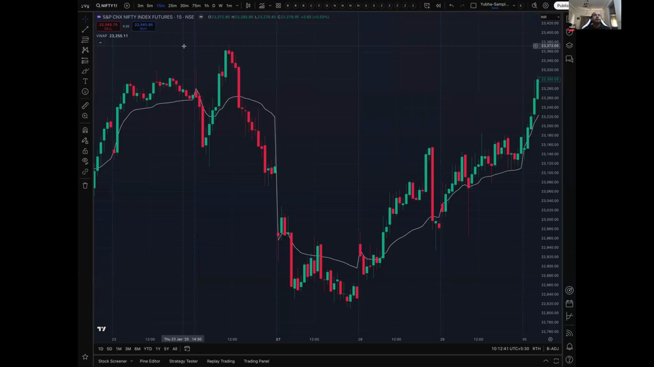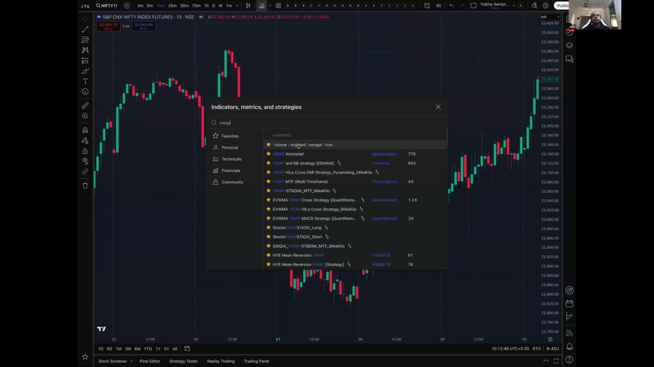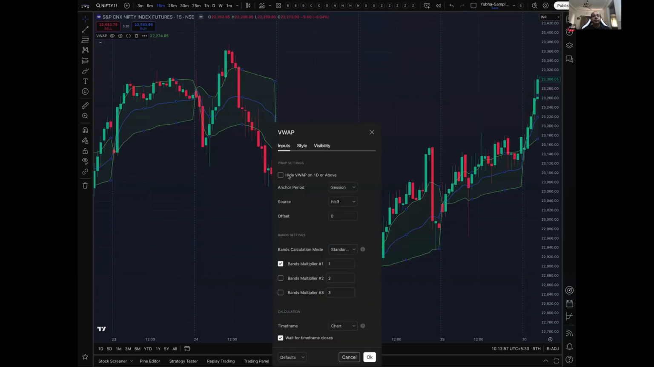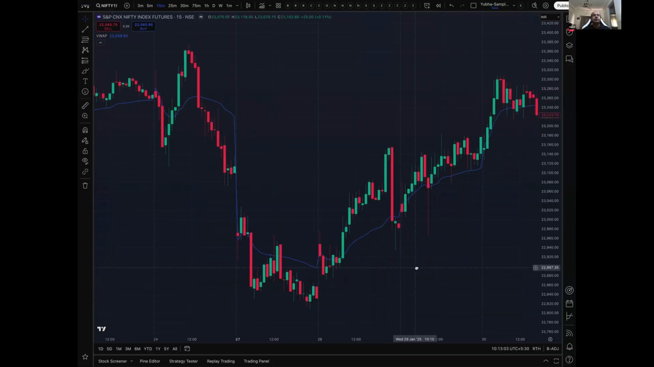Okay, so this is VWAP. Let me first show you how to get VWAP. Go over here and search for volume weighted average price. That's the first thing that you see. We'll come to what those green things are. That's something called bands, which comes later in the chapter, so we'll take a look at that. But this blue line is the VWAP.